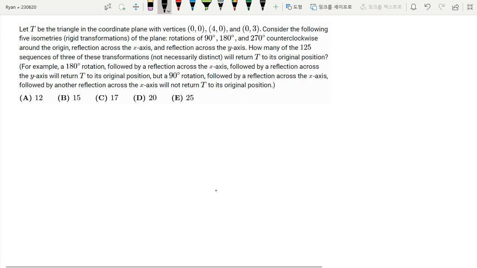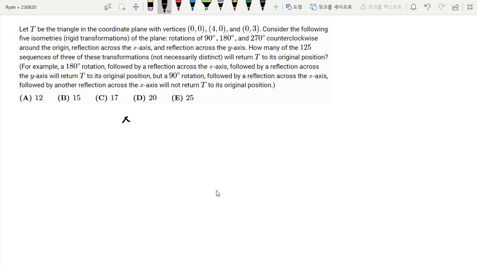Yep, so there are five types of transformation in this case. The three transformations are rotations, and two transformations are reflections. So if we use one of the reflections, we need to use the reflections together to make the triangle go back to the original position.